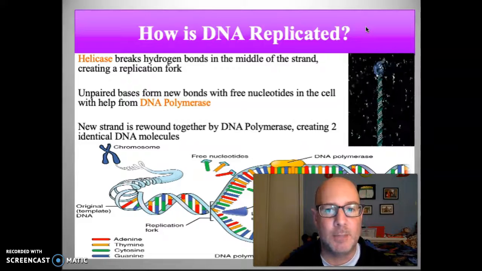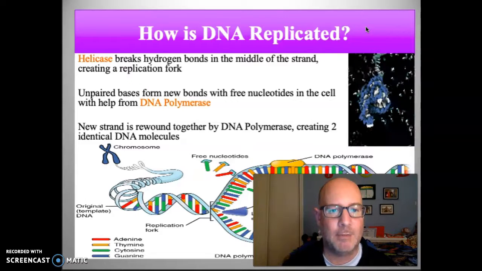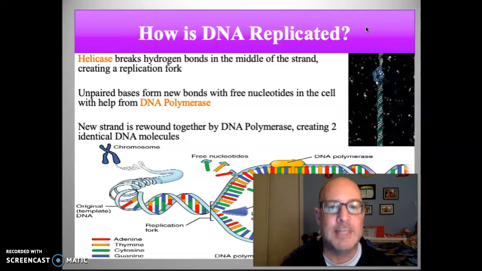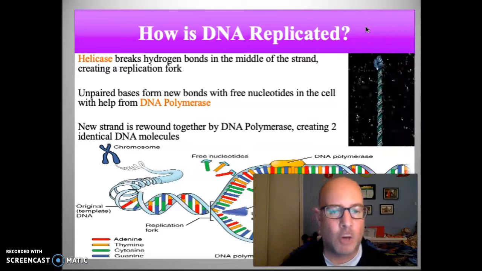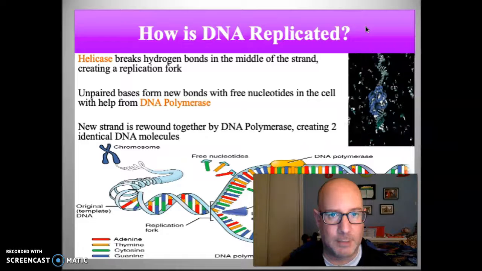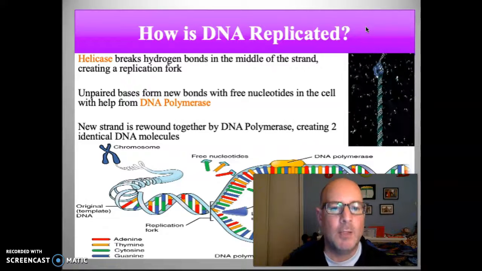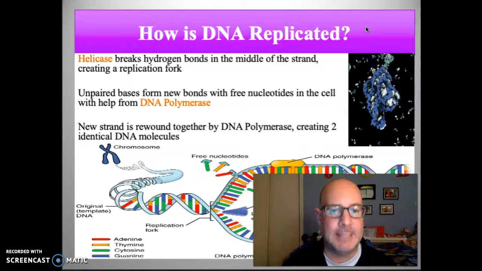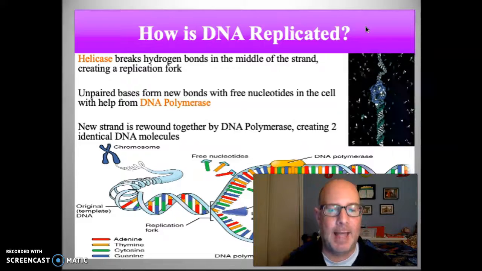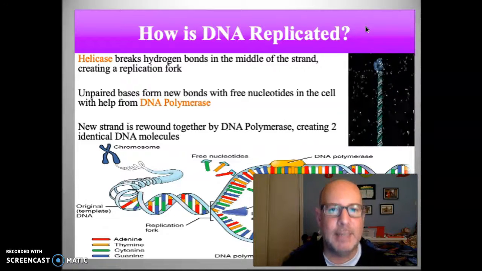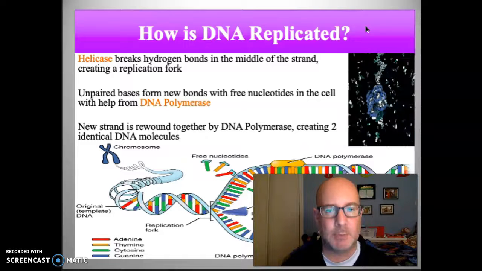Then bases are going to be added to each side of the DNA strand, and you can see that in your picture here. The bases A to T, G to C are going to ensure that that top strand and the bottom strand are exactly the same. The big kicker to this is that DNA polymerase, the enzyme that adds the bases to the DNA molecule, only makes DNA in the 5 prime to 3 prime direction.